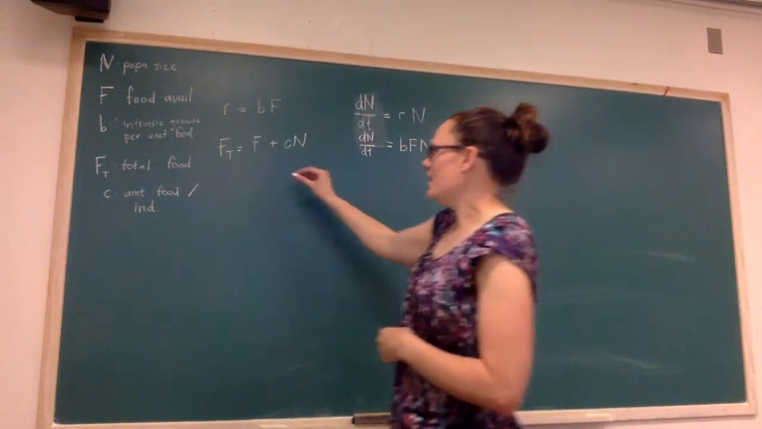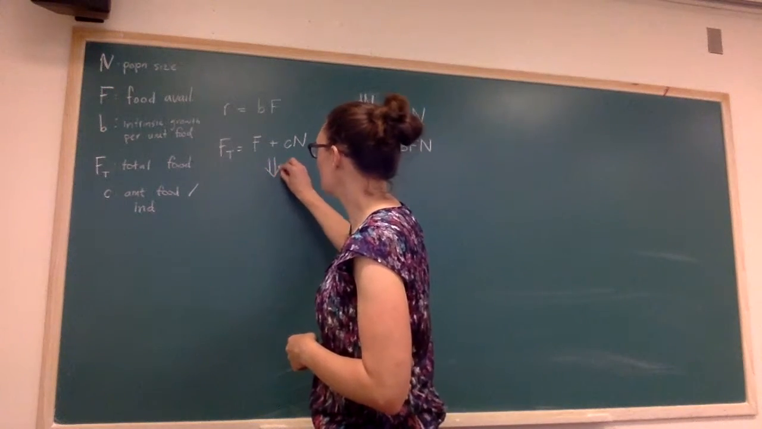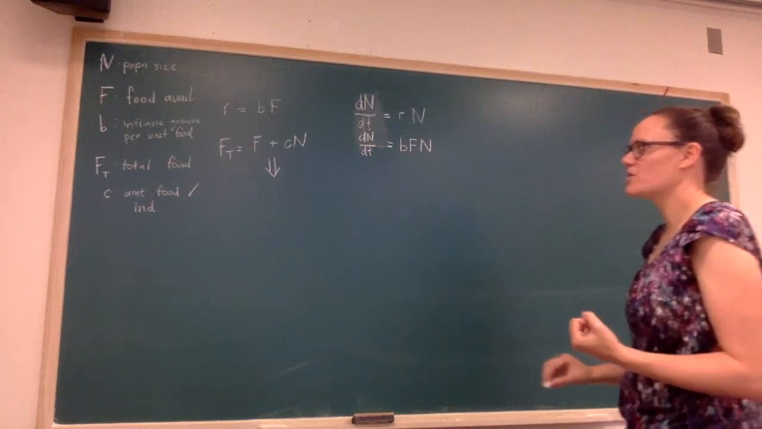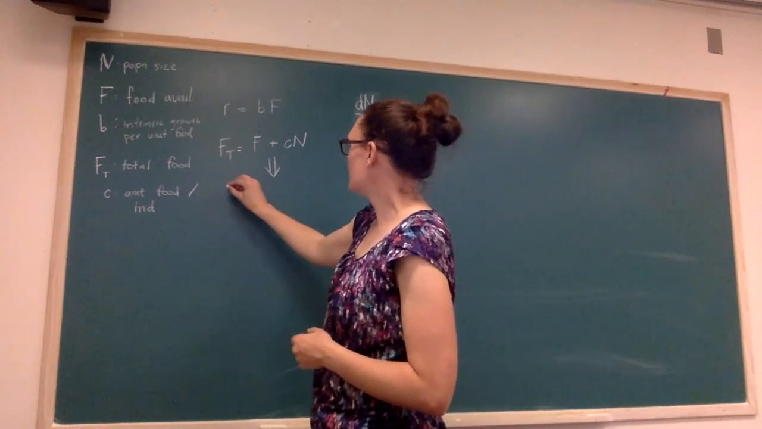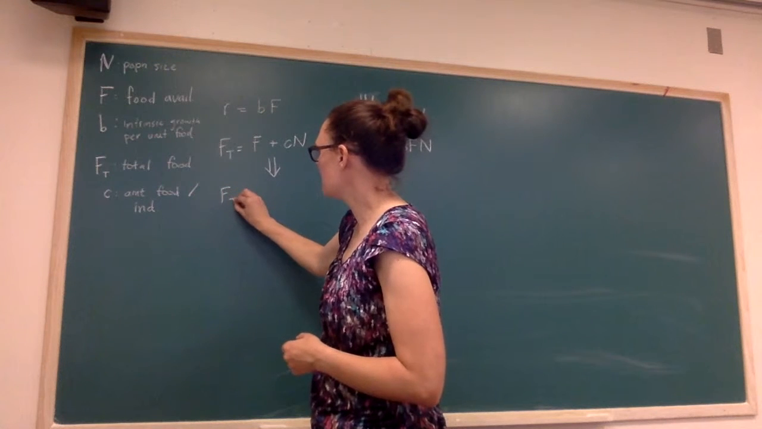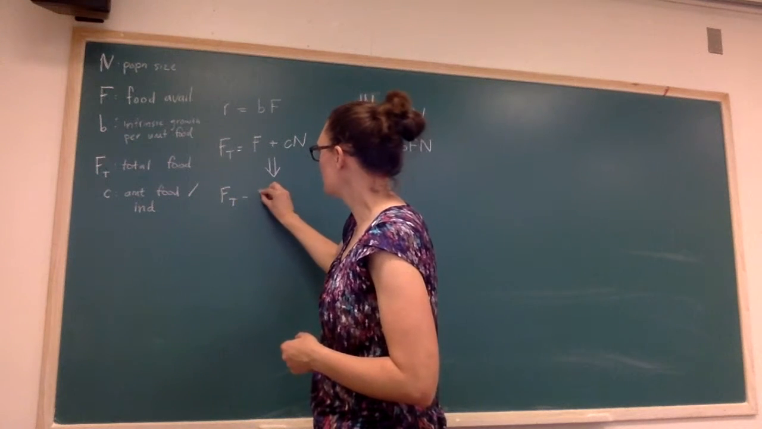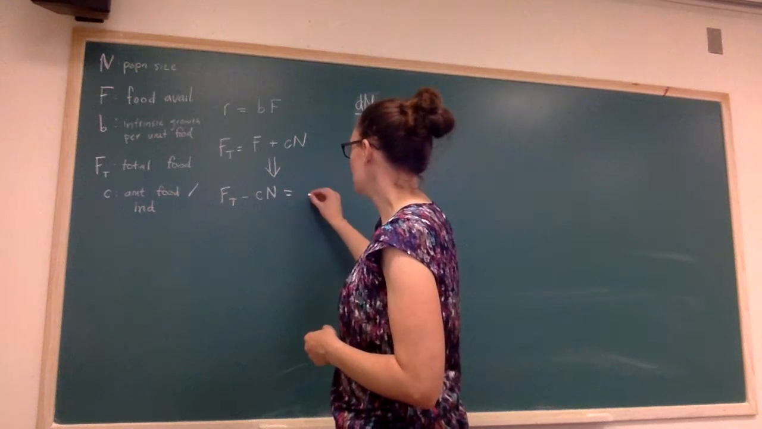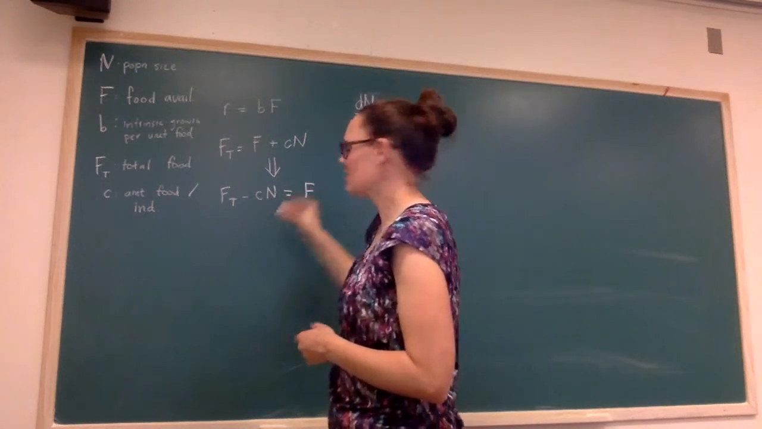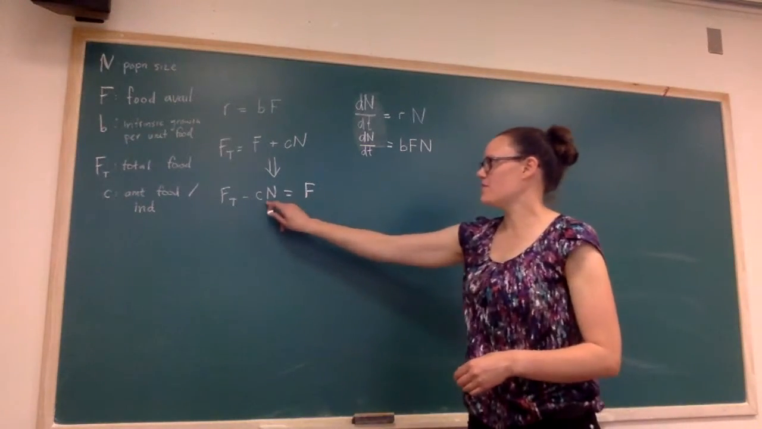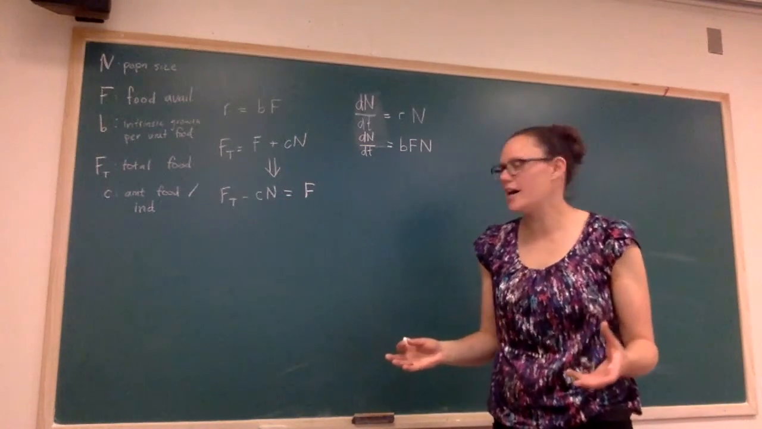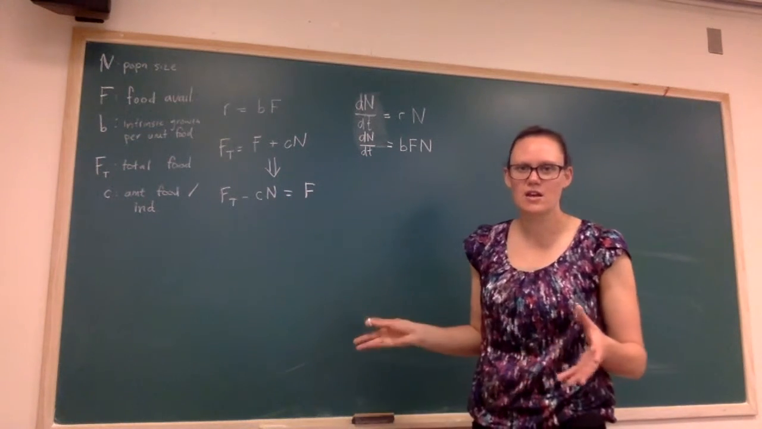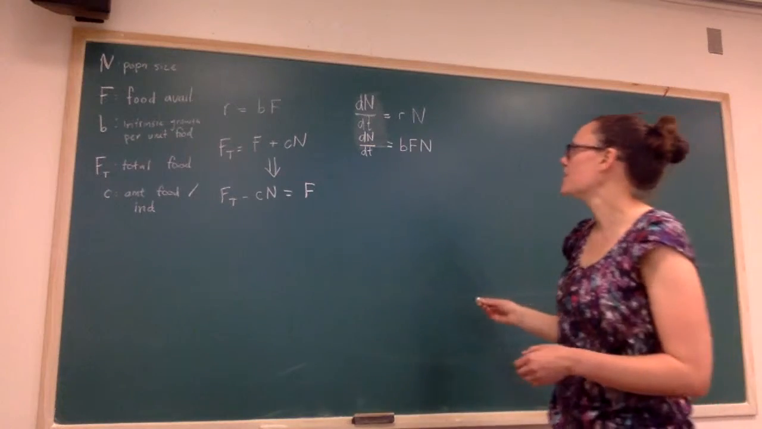And we can rewrite that by subtracting Cn from both sides. So now we get F of T minus Cn is equal to F. This is our expression for the amount of food as it depends on population size. So we see that the amount of food available decreases linearly with the number of individuals in the population.